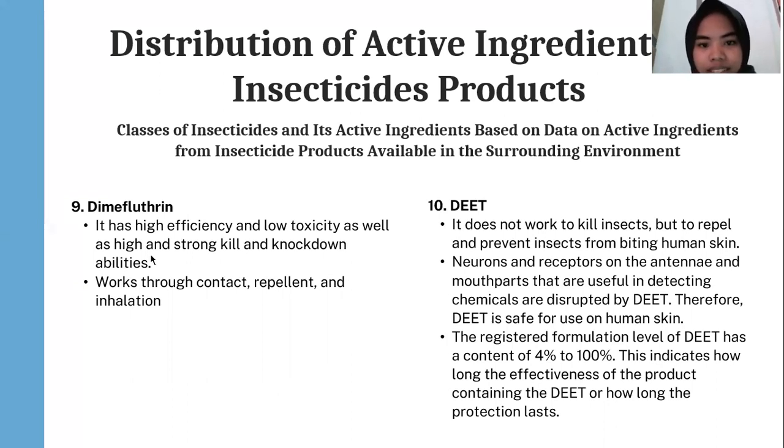And last is DEET, or diethyl metatoluamide, an active ingredient of various insecticide products to repel mosquitoes. DEET is popularly used as a repellent for biting insects, one of which is mosquitoes. DEET does not work to kill insects, but to repel and prevent insects from biting human skin. Insecticide products containing DEET are packaged in various forms, such as lotions, sprays, liquids, and others.